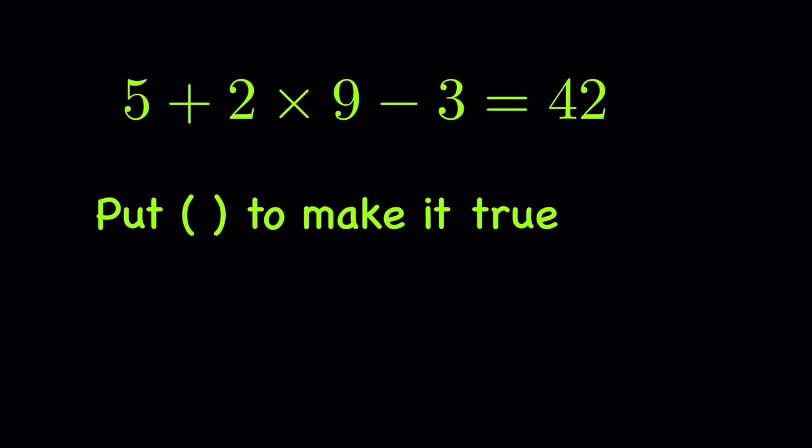5 plus 2 times 9 minus 3 equal to 42. Put parentheses to make it true because the statement is not correct. 5 plus 2 times 9.